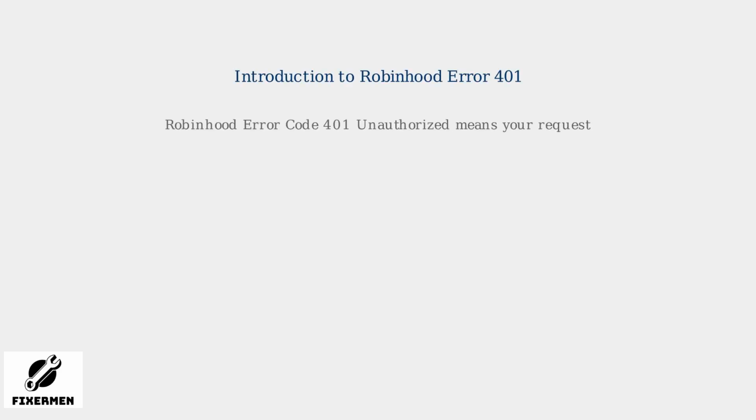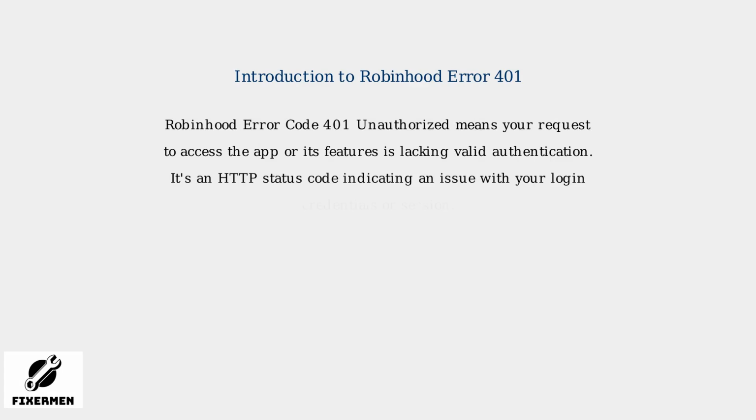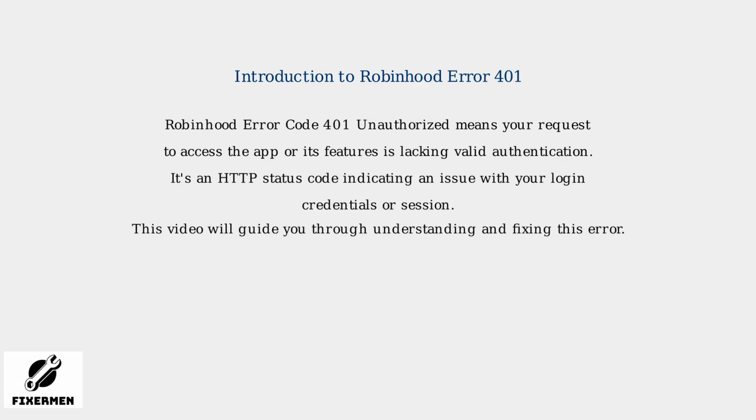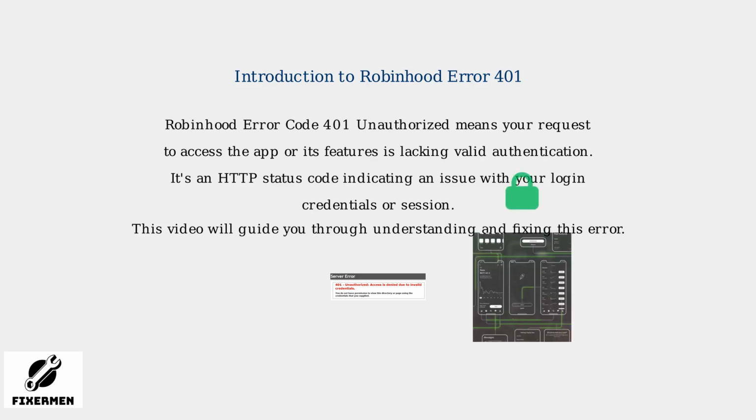Welcome to the Introduction to Robinhood Error 401. This common issue occurs when the app detects that your access request lacks valid authentication credentials. The 401 unauthorized error is an HTTP status code that signals problems with your login credentials or active session in the Robinhood app. This guide will walk you through the steps to understand and resolve this authentication issue, ensuring you can access your account securely.